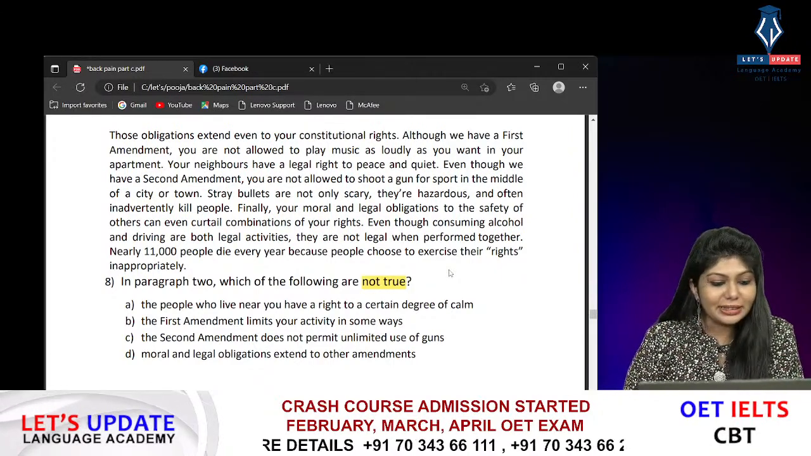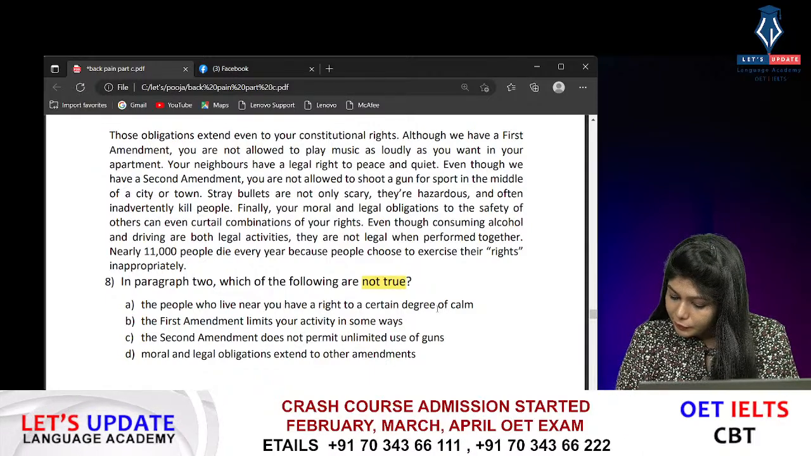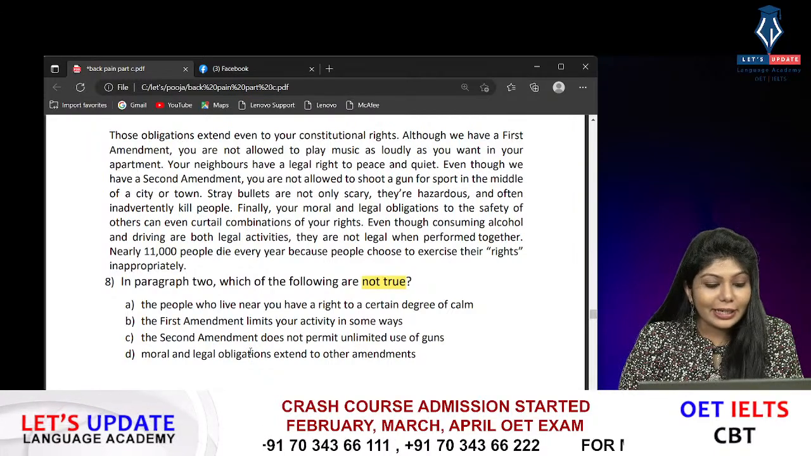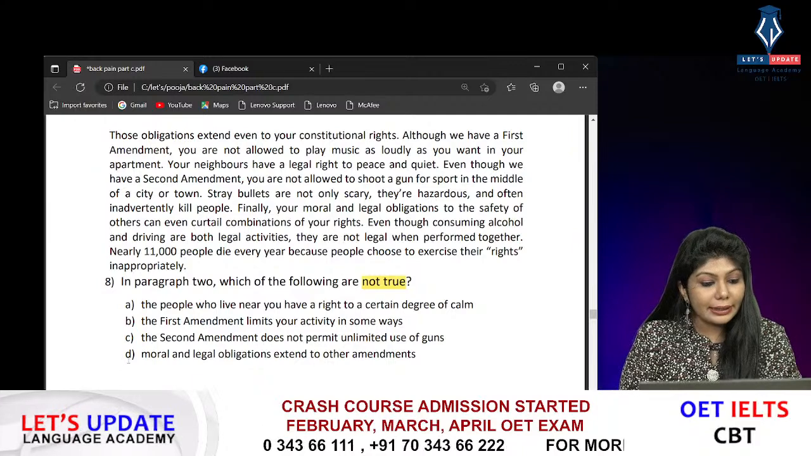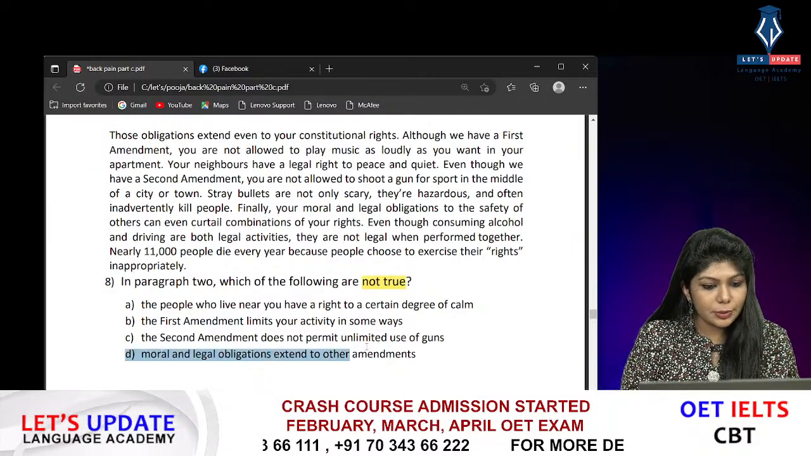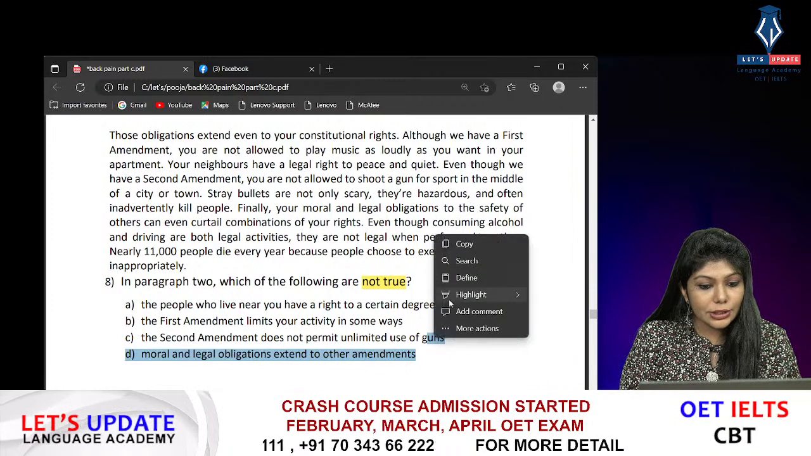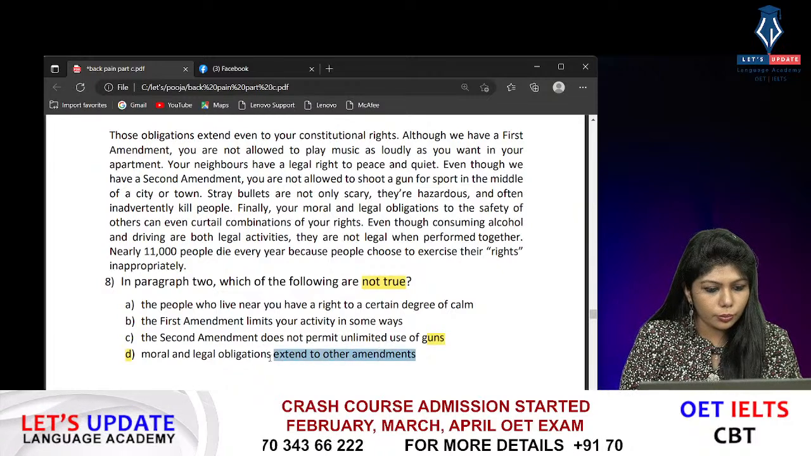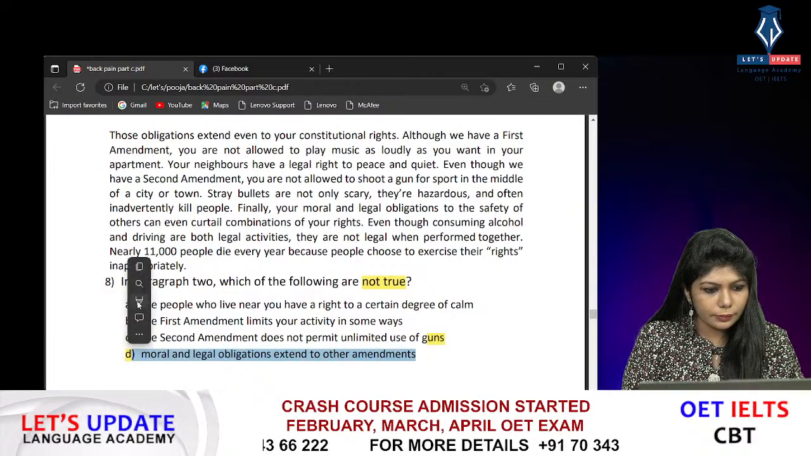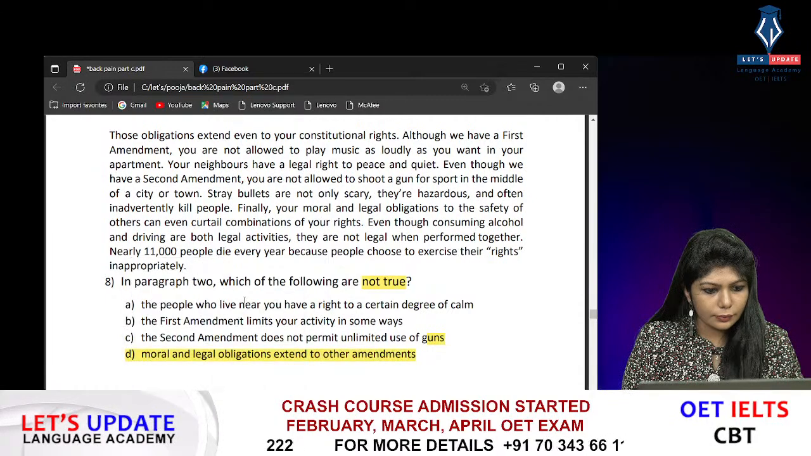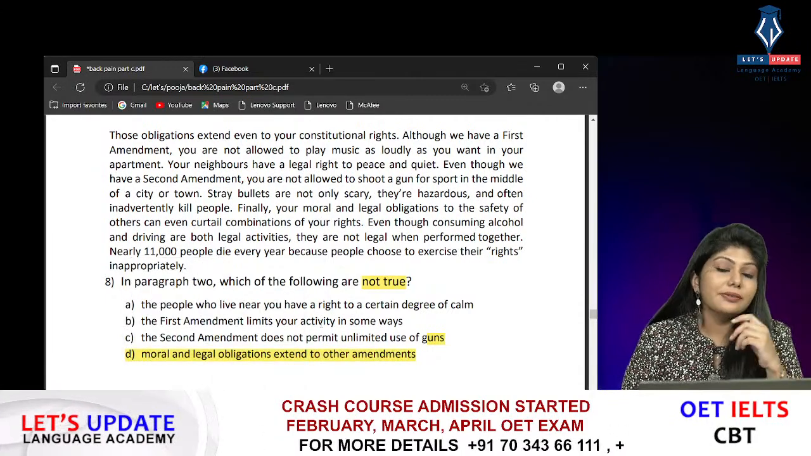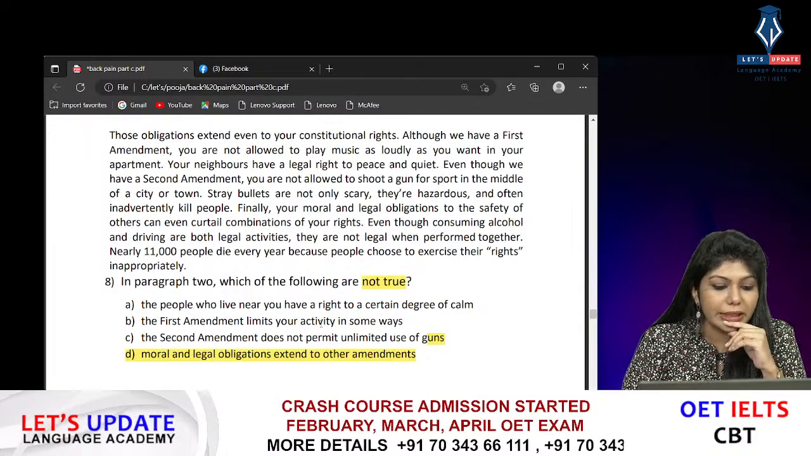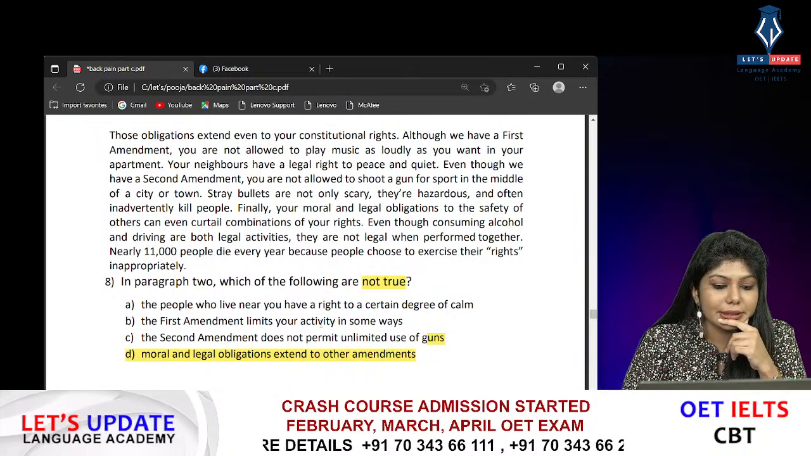Okay, so let me tell you what the answer is. Yes, the answer is option D, that is, moral and legal obligation extend to other amendments. This is something that is not mentioned, or that is not true. Why is it not true? Let's see whether the others are true. In these kinds of questions, you need to check whether each of the sentences is mentioned or not.